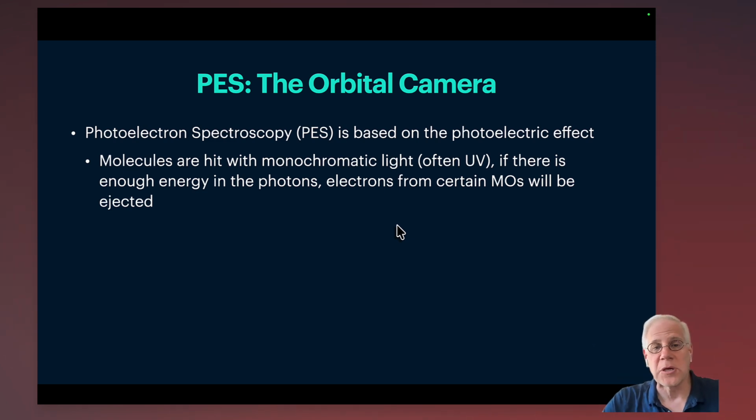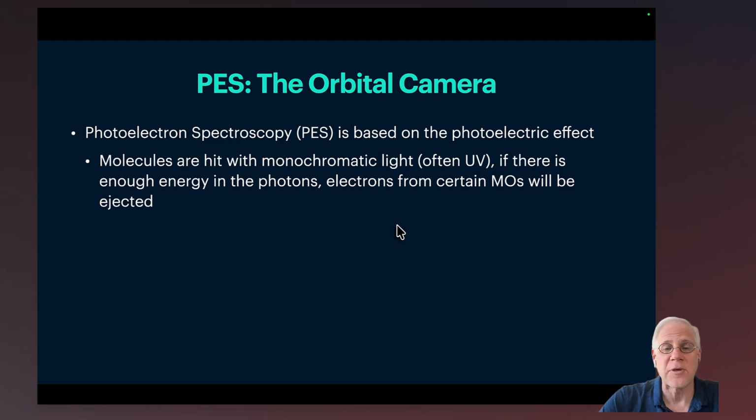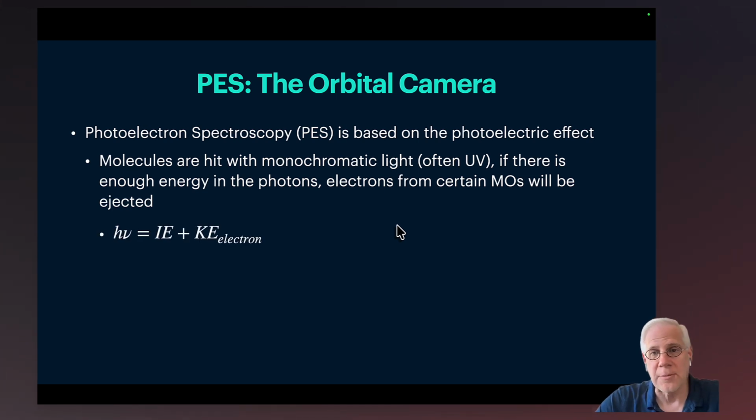And so what we do is we usually use ultraviolet light, sometimes X-ray light as well if we need something higher energy, and we point it at a sample of molecules. If there's enough energy in the photons, that energy will be absorbed by electrons from certain molecular orbitals. If they absorb enough energy, they will be ejected completely from the molecule, and we can collect them and measure them and see what energy they must have had before they left.